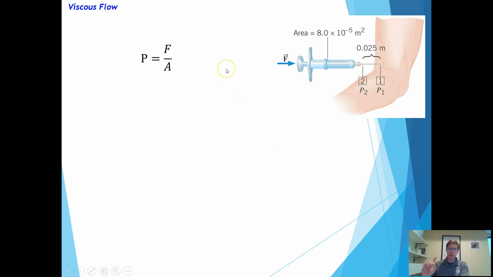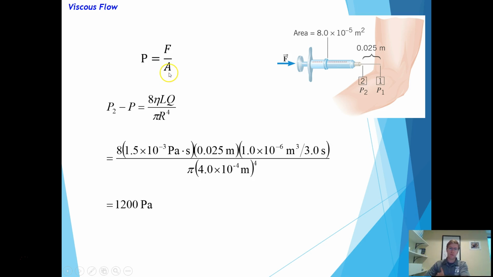So first of all, we want to find the force, right? Force is pressure times area, since pressure is force over area. So if we want to find the force, we need to know the pressure required at the end of the plunger, right? So we know the area, but we need the pressure. So Poiseuille's law will enable us to determine the pressure difference, right? So P2, the pressure at the front of the needle, minus P1, the pressure at the delivery side of the needle, that pressure difference is going to be equal to the rest of Poiseuille's equation.